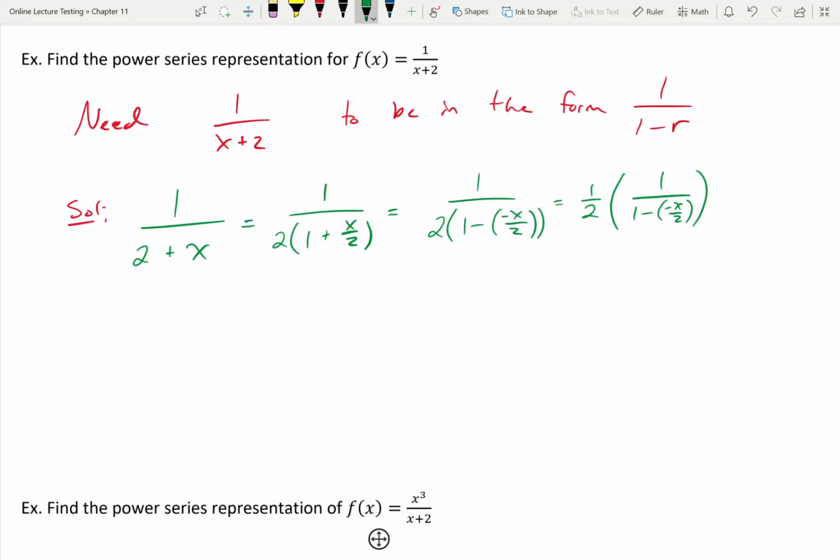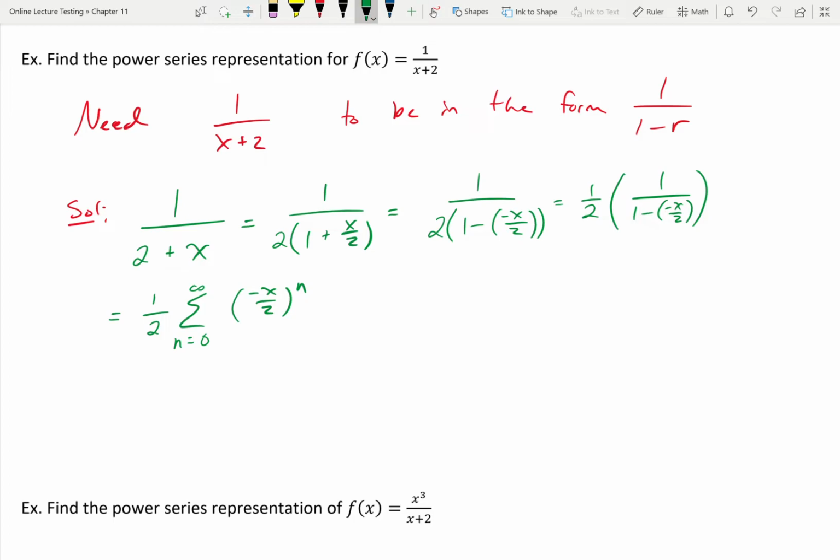So this is equal to 1/2 times the sum of the series as n goes from 0 to infinity of our r, negative x over 2, all raised to the n. Now, I want to stop here for just a second and tell you what to look for. If we're talking about where a series converges, it's best to look at this as is right now before you simplify down, because this is going to help you determine your interval of convergence.